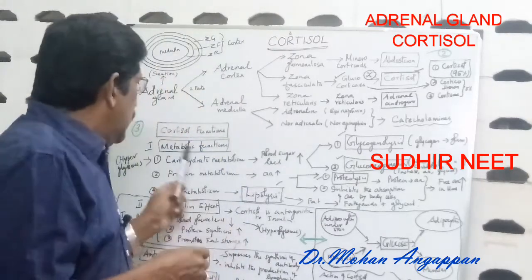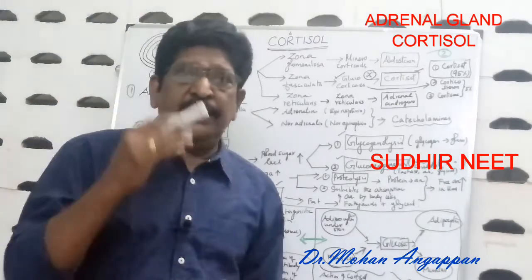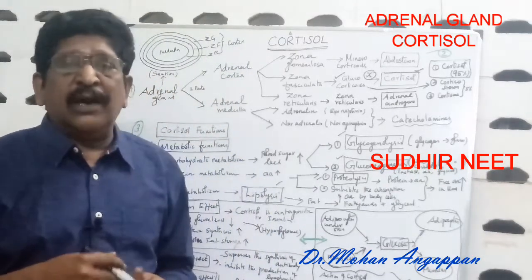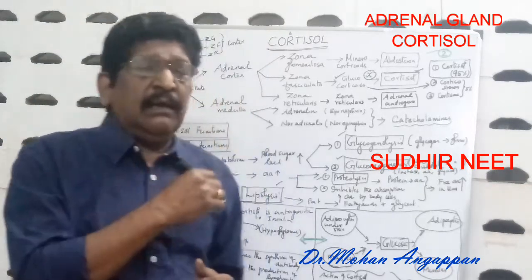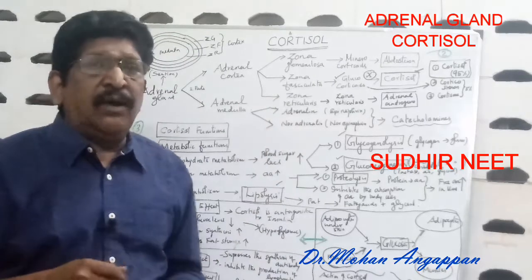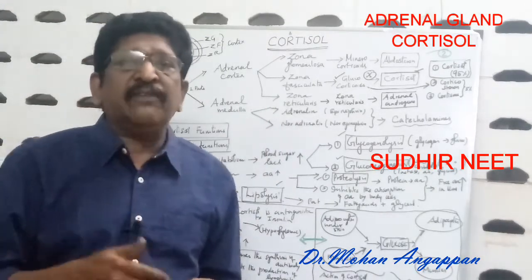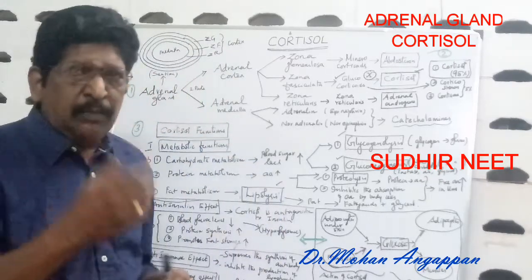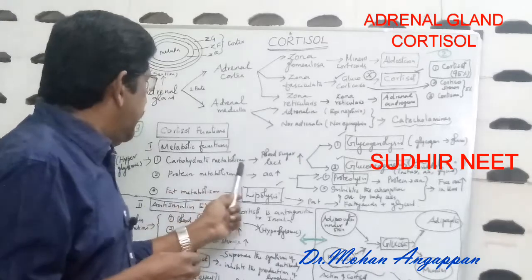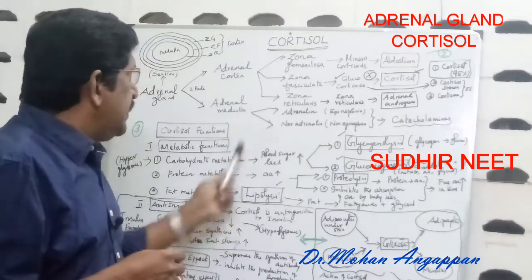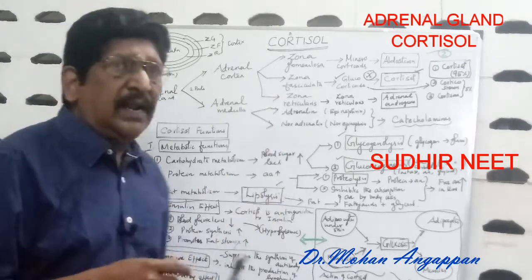Number one, metabolic functions. As you see, there are three important categories of food: carbohydrate, protein and fat. So cortisol is involved in the metabolism of carbohydrate, protein and fat. Let us take up one by one. First, carbohydrate metabolism. Cortisol increases the blood sugar level.